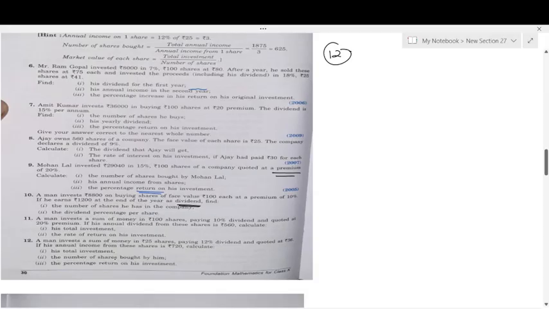Total investment is given. Use the investment formula. Number of shares: if you all don't know the formula for number of shares, use the dividend formula. From dividend also you get the number of shares.